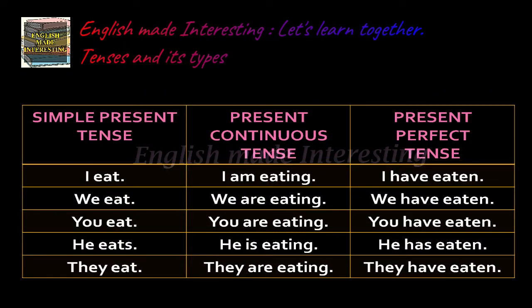Now you can have a look at the table for better understanding. Simple present tense, present continuous tense and present perfect tense. I eat, I am eating, I have eaten. We eat, we are eating, we have eaten. You eat, you are eating, you have eaten. He eats, he is eating, he has eaten. They eat, they are eating, they have eaten.